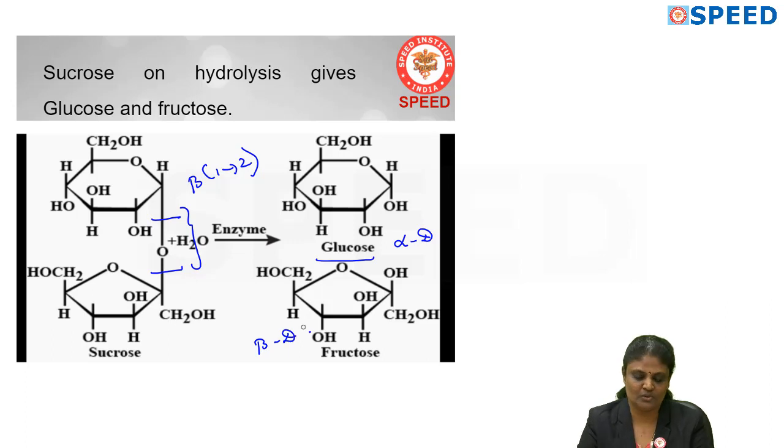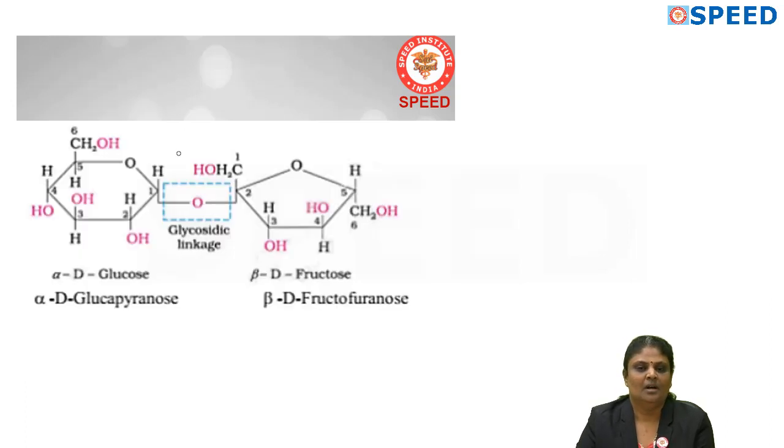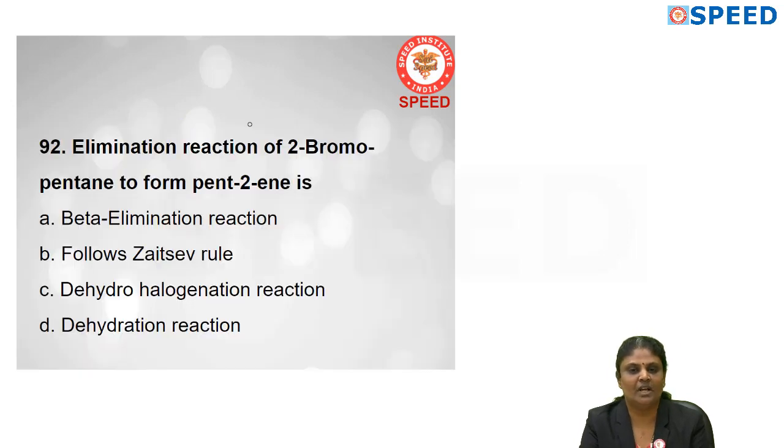So this is the question, and this is the alpha beta 1,2 glycosidic linkage. These two units combine together to form sucrose. Sucrose is rich in cane sugar, and that sugar is called table sugar, or cane sugar.